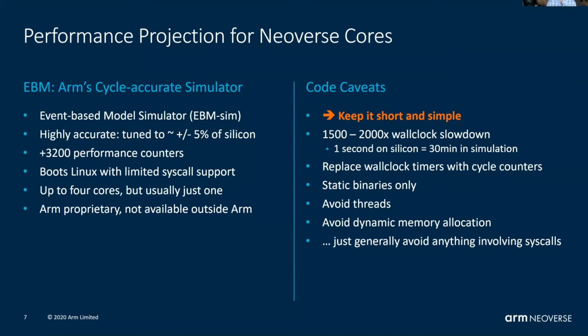You can go up to 4 cores in the EBM, but usually you're going to use just one. And this is just a limitation of the EBM's ability to simulate things like syscalls and support operating system routines. It's just kind of hard to get a code to run on 4 cores in EBM, although it can be done, and we do it if the data that we'll get back merits the effort.